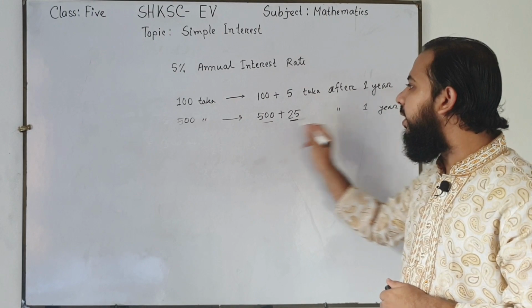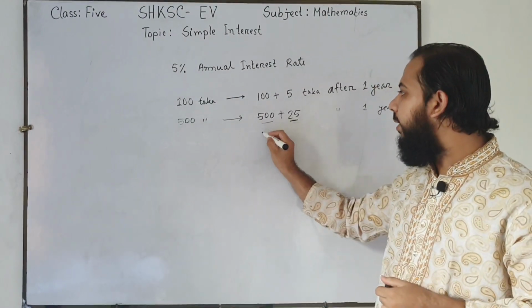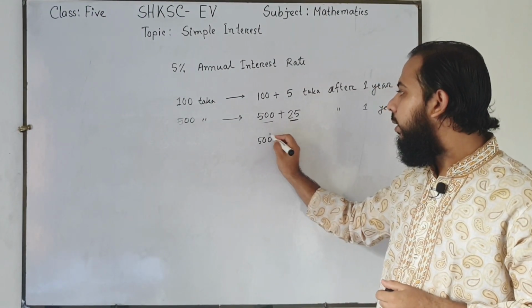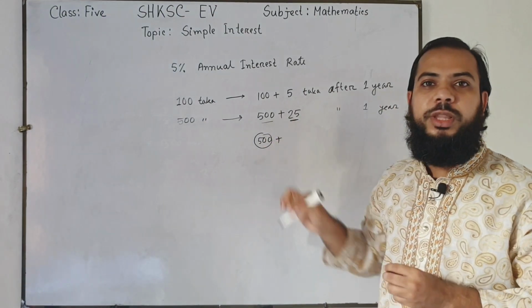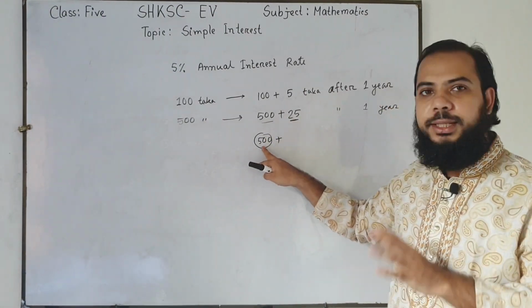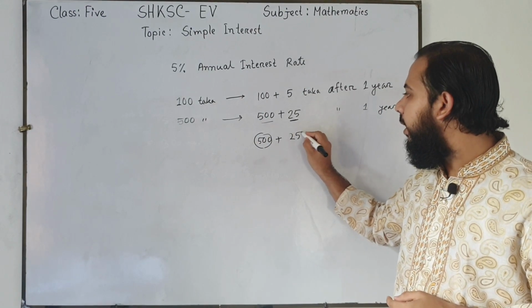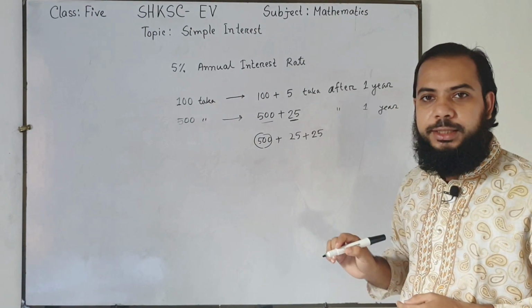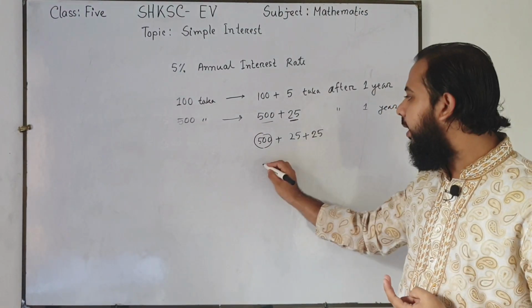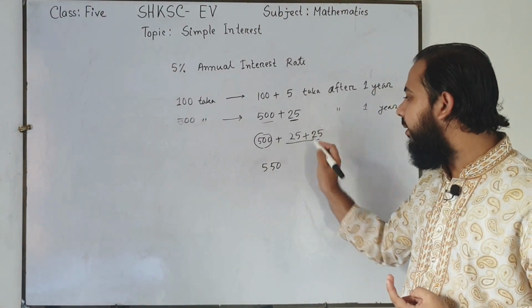So if you borrow 500 taka for 2 years, then you have to give 500 taka for principal. This is called the principal money. So you have to pay this principal amount, then you have to pay extra 25 taka for 1 year, 25 taka for another year. So after 2 years, you have to pay back total 550 taka.